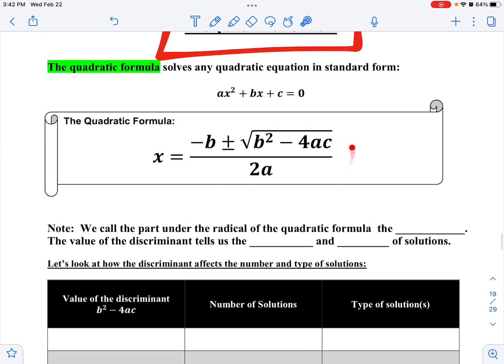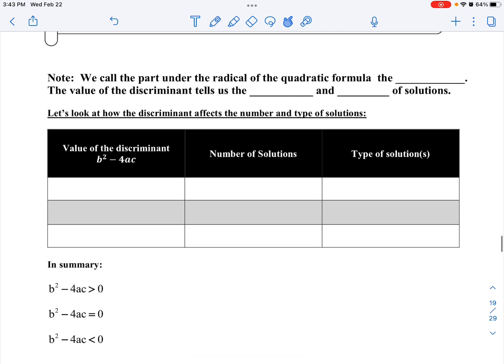It's right here. The song that I learned when I was in high school is to the tune of the song Chain Hang Low, if you know that jam. It goes do 2a hang low under negative b plus or minus square root b squared minus 4ac. If you practice that quadratic, you would know it automatic. Do 2a hang low. Anyways, we'll watch that video. Don't you guys worry about it.